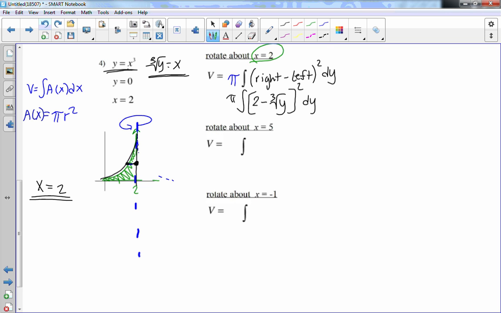What are our bounds? We should be looking for the y's. From 0 to, where do those two intersect? Or how can we find out where they intersect? So we know 2 equals cube root of y. So how do we solve for the y where they intersect? Cube. So 2 cubed would give us our answer. What is 2 cubed? 8. So our bounds have to be with respect to y from 0 to 8.